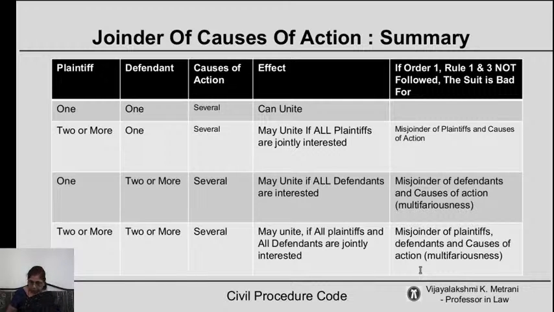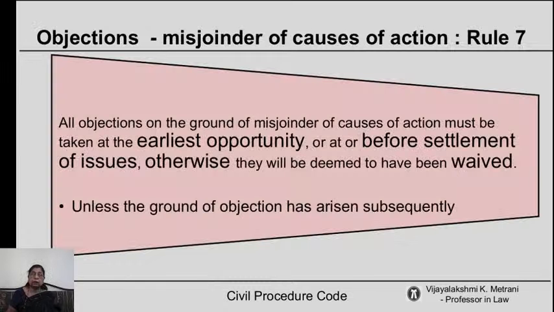Coming to the next provision. Now here Rule 7 comes in. Rule 7 is that suppose a person files a case and the defendant wants to take an objection on the ground of misjoinder of causes of action. When should it be taken? See, here also, as I said, relating to misjoinder of parties, it may not frustrate the suit. It may frustrate the suit also.